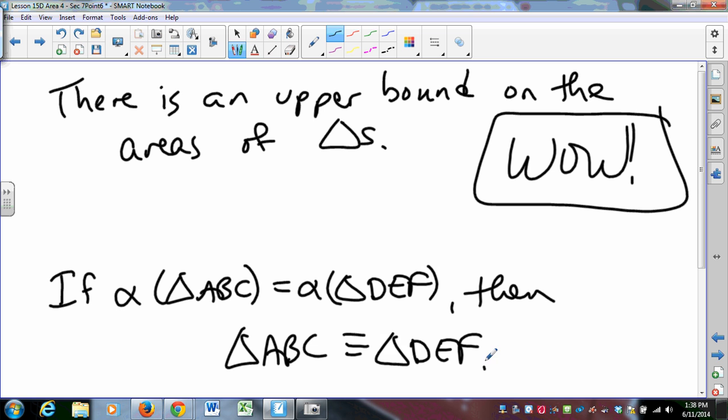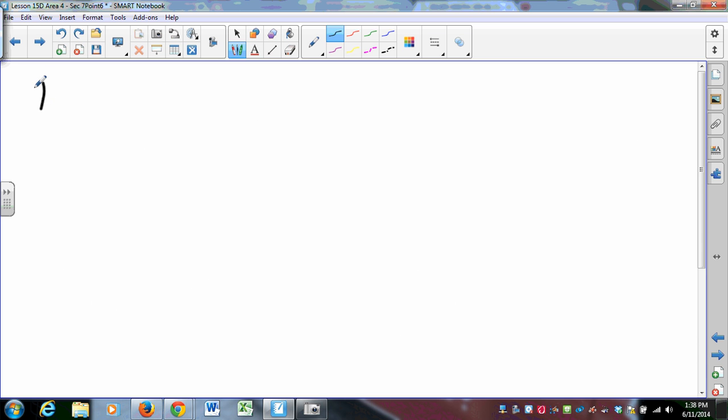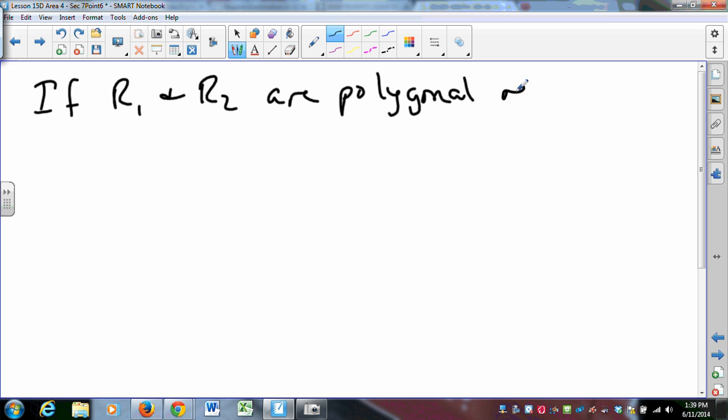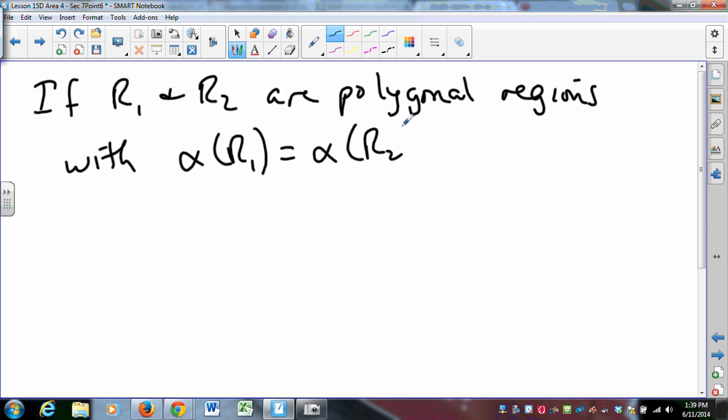And once you have this result, then if R1 and R2 are polygonal regions, and the area of R1 is equal to the area of R2, then R1 can be chopped up to be R2, because you just break them up into triangles, and those triangles must be scissors congruent. I mean, that's crazy. That's crazy.